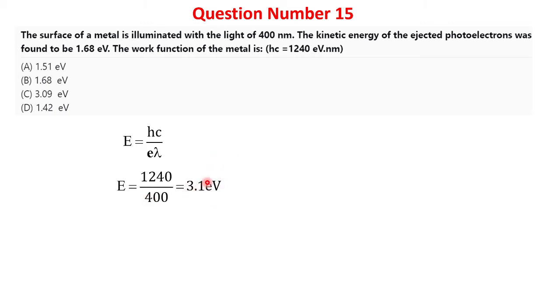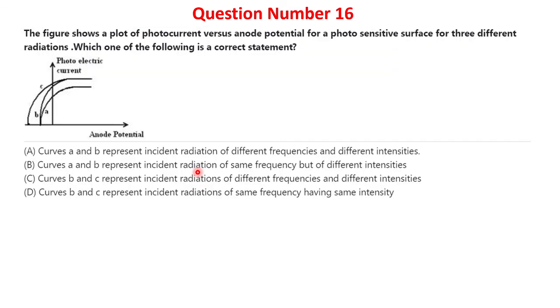Energy of the photon is divided into 2 parts, work function and kinetic energy. Kinetic energy is given, subtract 1.68, you get the work function. Very easy question. Question number 16.